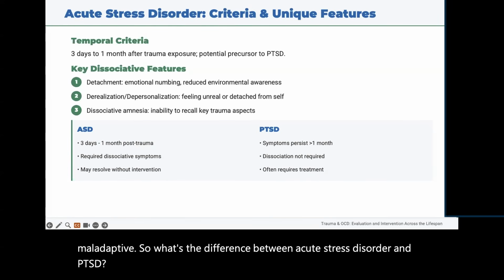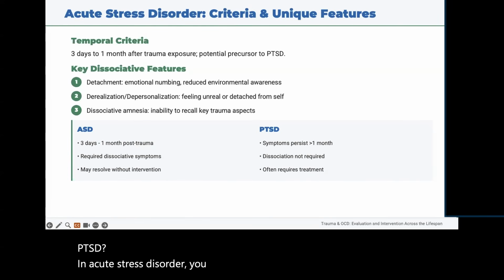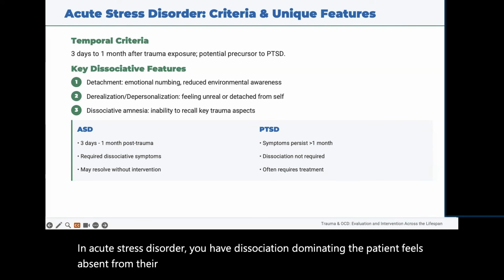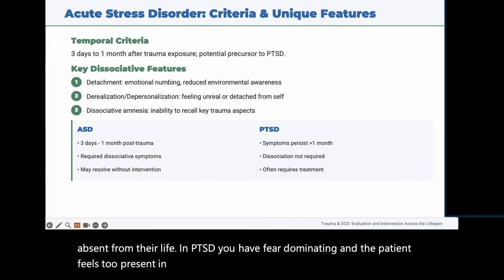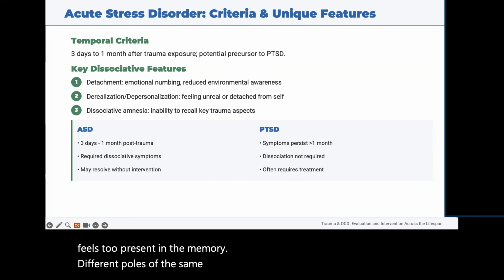So what's the difference between acute stress disorder and PTSD? In acute stress disorder, you have dissociation dominating. The patient feels absent from their life. In PTSD, you have fear dominating, and the patient feels too present in the memory. Different poles of the same system. One numbs and the other relives.